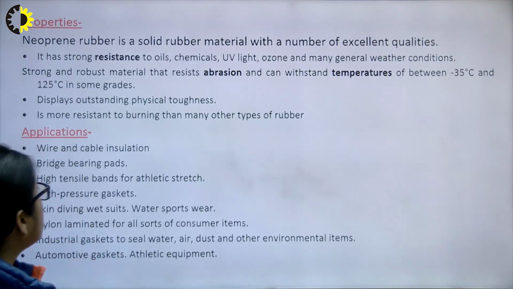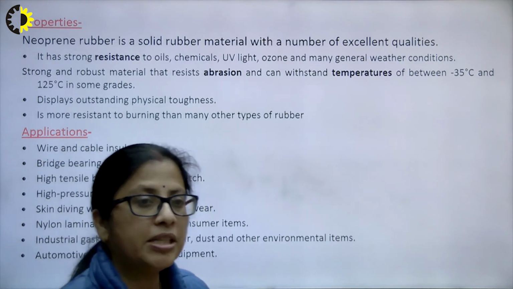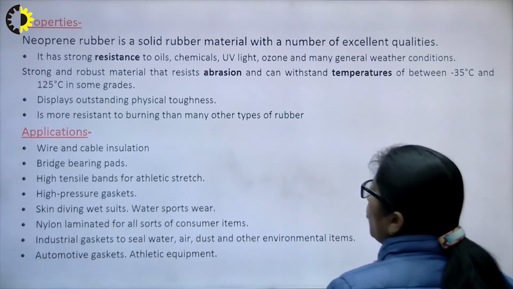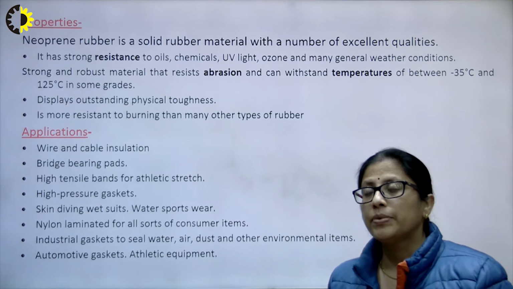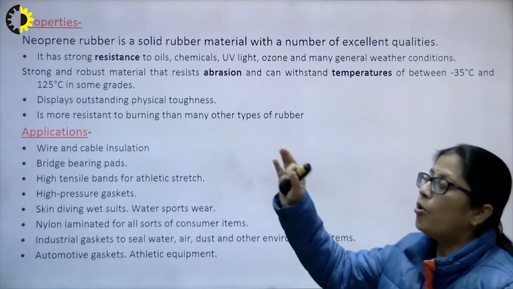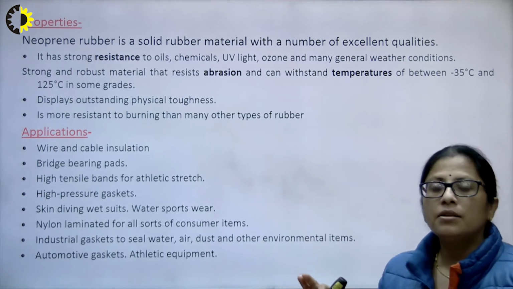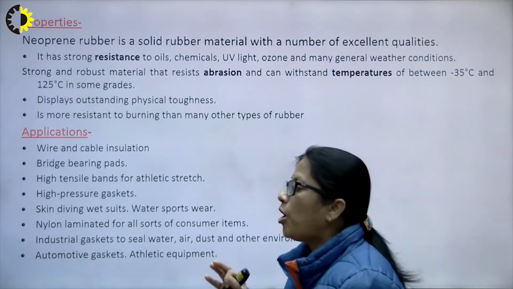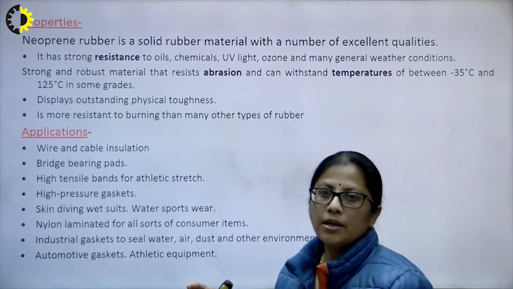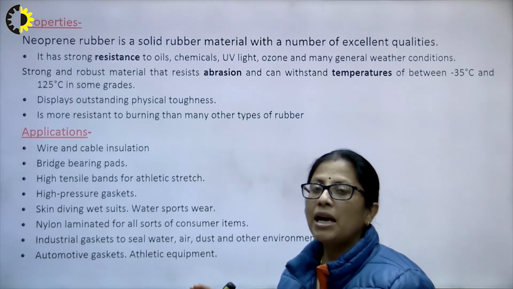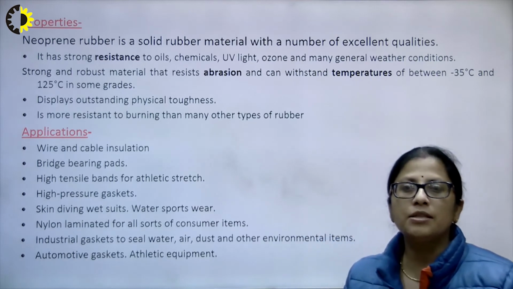This neoprene displays outstanding physical toughness. It is a tough material and it is more resistant towards burning than any other type of rubber. Among all other rubbers, it is more resistant to burning. Coming to the applications of neoprene, this polymer is used as wire and cable insulator. We know that rubber is a bad conductor of electricity. Therefore, it is used as wire and cable insulator.